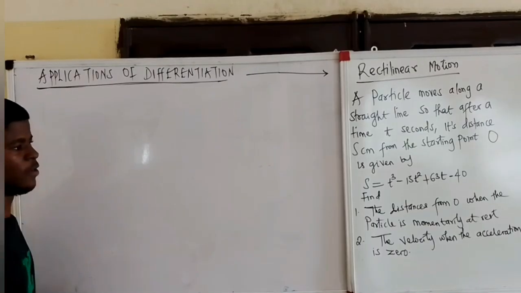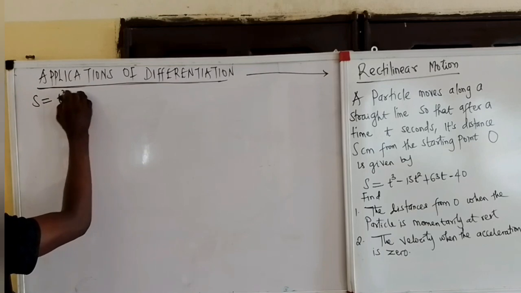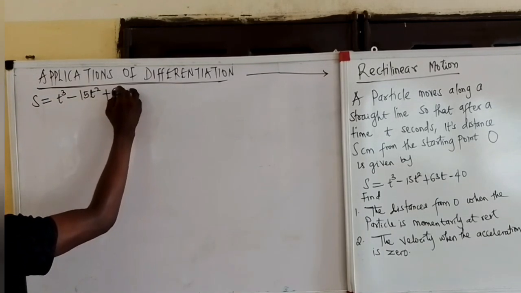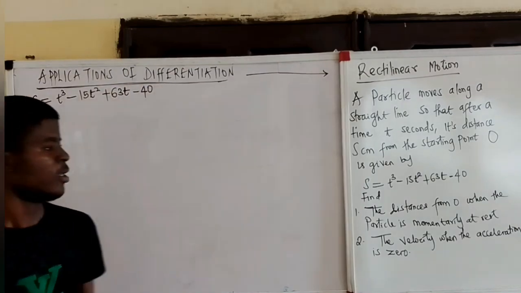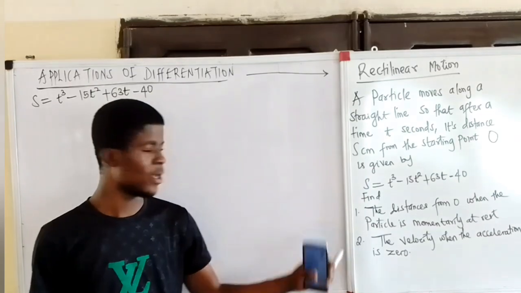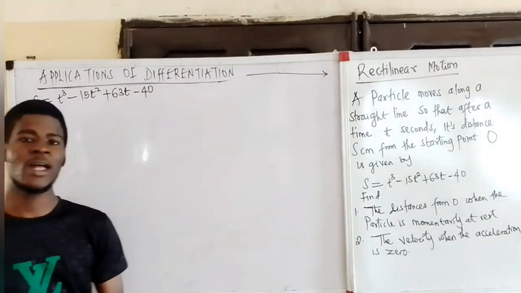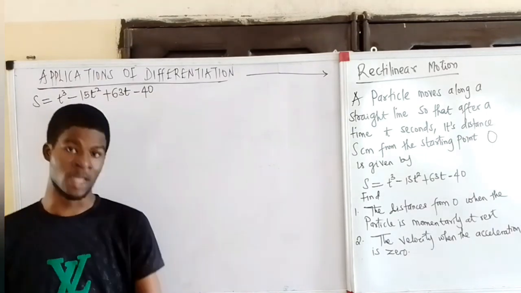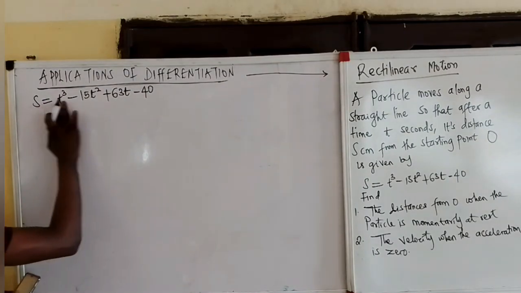This is what we are given. S is equal to t cubed minus 15t squared plus 63t minus 40. Now, the distances from O when a particle is momentarily at rest, let's get that first. You know that a particle is at rest when the velocity is 0. So from here, this is distance equal to this.